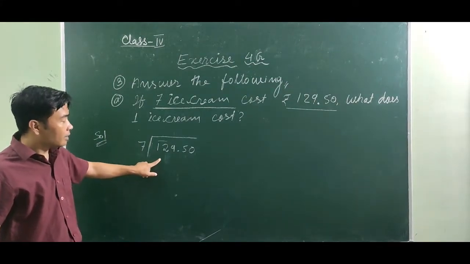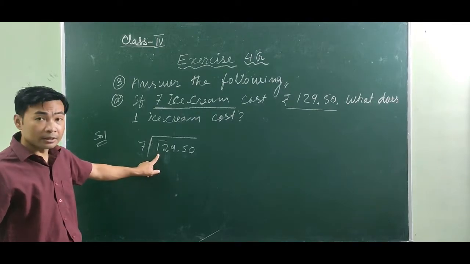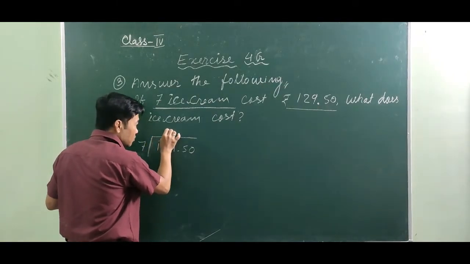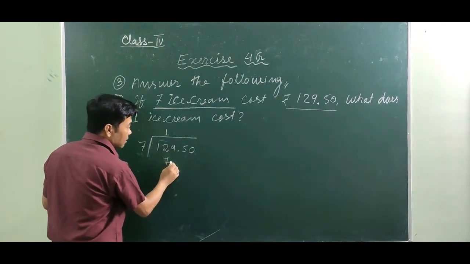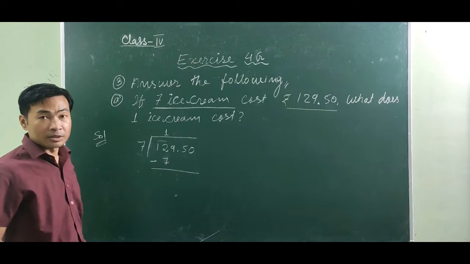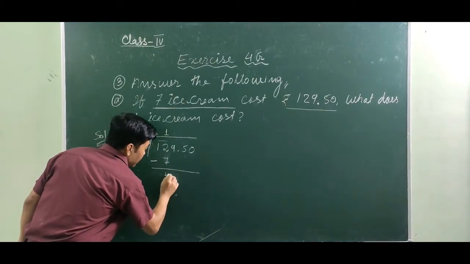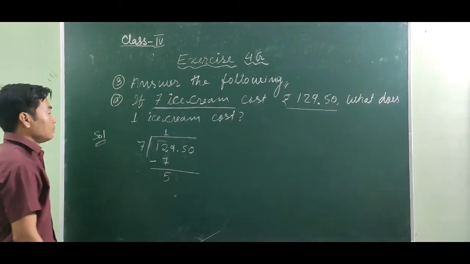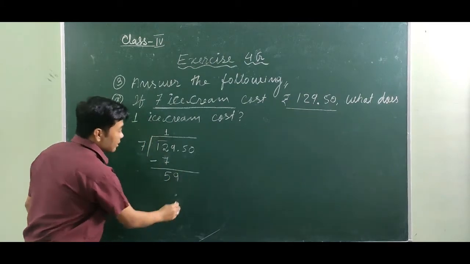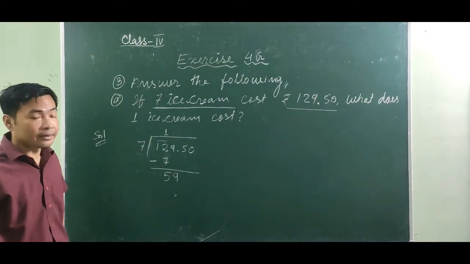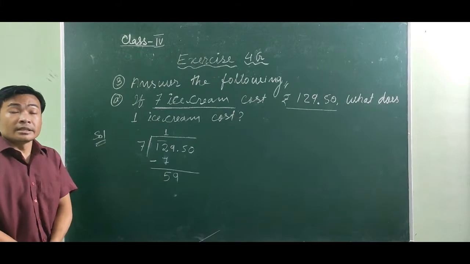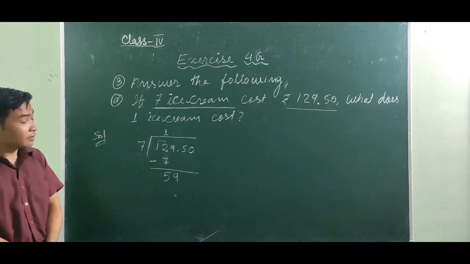7 times 1 is 7, 7 times 2 is 14. So still it is greater than the dividend. So we have to take 7 times 1. So 7 here, you have to write in the right place. And then subtract it. 12 minus 7, how much do we have? 5 here. Then bring down the next digit here, 9. Our next dividend is 59. So 7 times how many is 59? You have to find it in the table. 7 times 7 is 49. And 7 times 8 is how much?